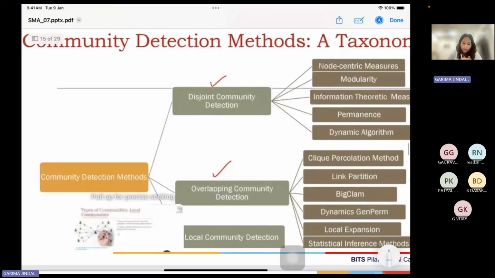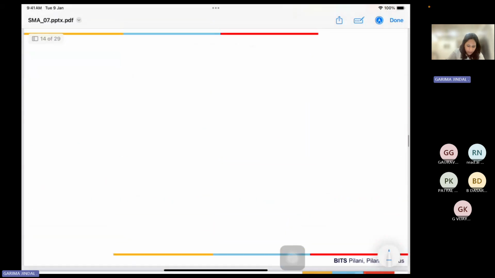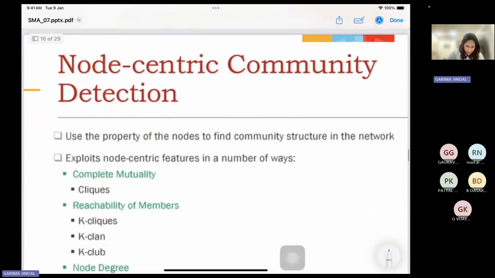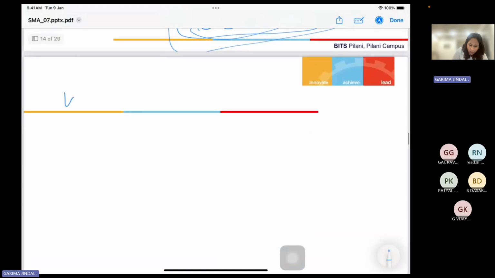For these different types of communities, we have different types of algorithms, and this slide acts as a taxonomy of the algorithms that we have. We will be studying community detection algorithms, and in them we are studying disjoint communities, overlapping communities, and local communities. I have missed a slide on local communities, so let me explain what local communities are.